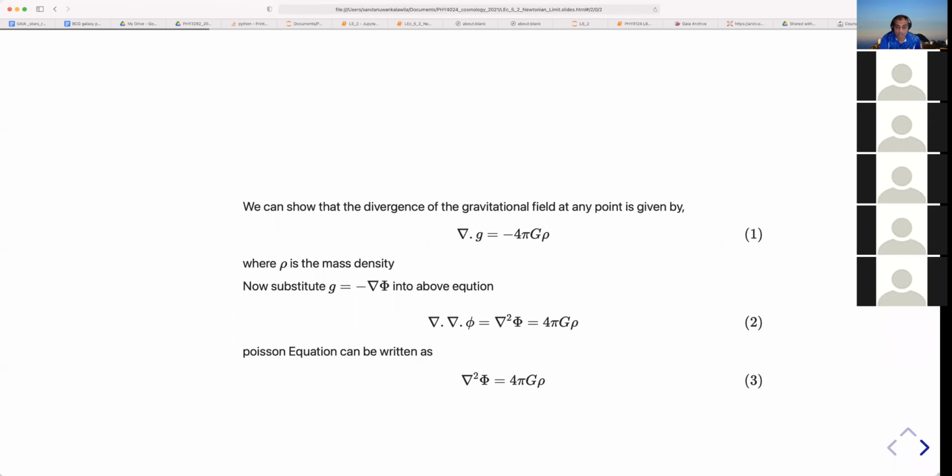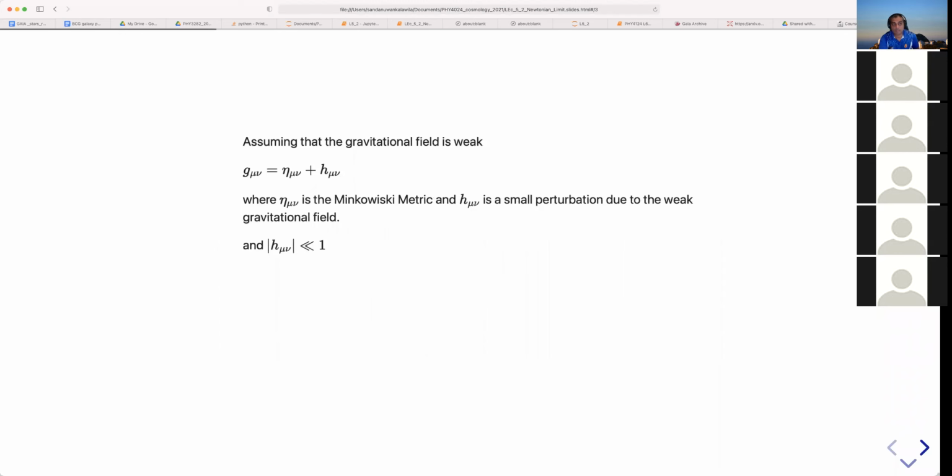Right. Now, we are going to use those conditions. We normally have this metric tensor g_μν. Under appropriate conditions, which means if the gravitational field is weak, we can assume that g_μν can be written as η_μν plus h_μν.